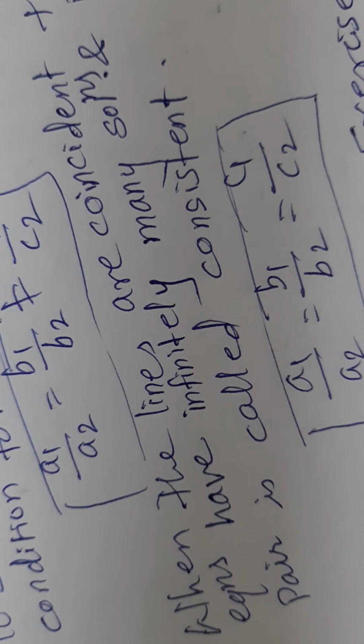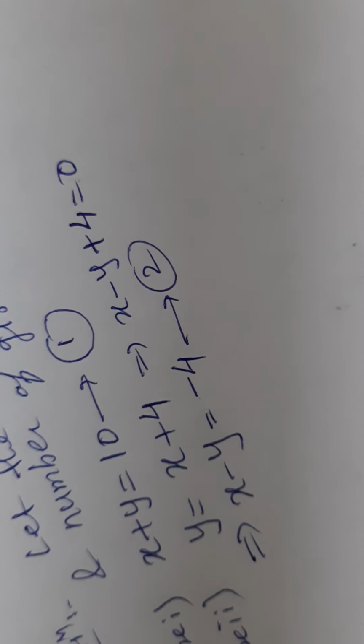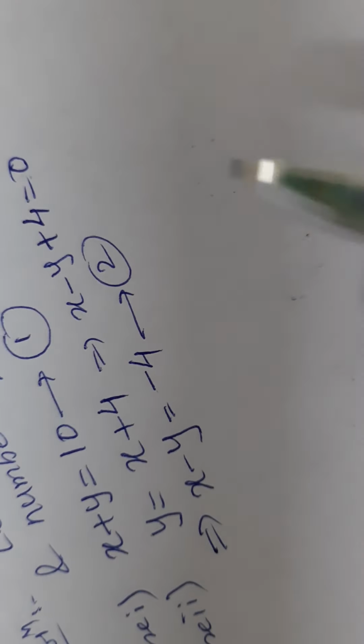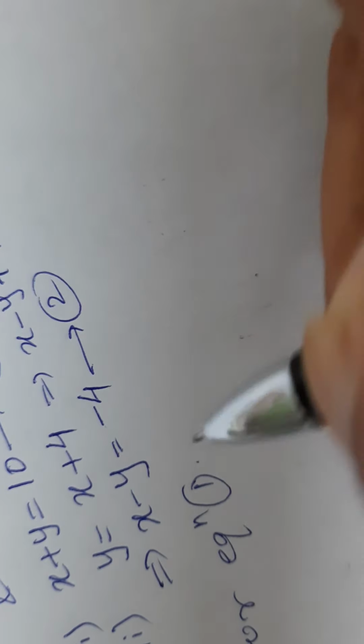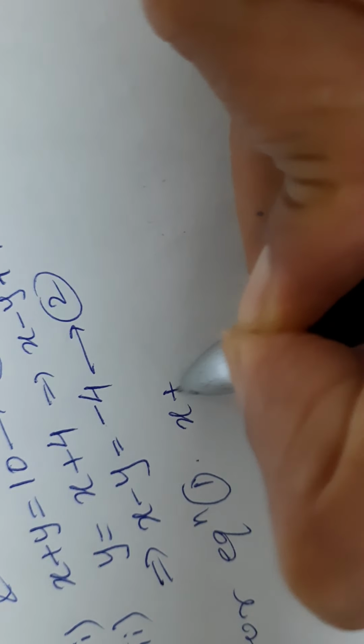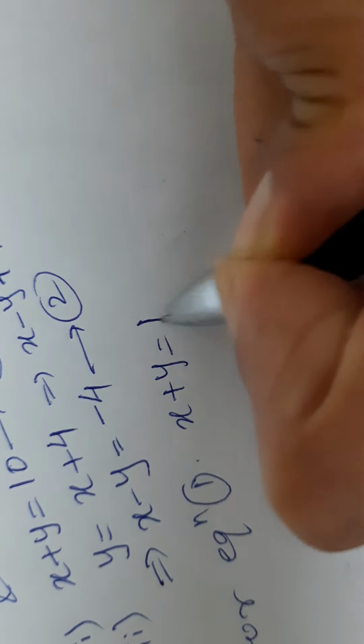Now the next step, as all of you learned in class 9th, is to prepare a table to plot the graph. So the table for equation 1. Here equation 1 is x plus y equal to 10. This implies x is equal to 10 minus y. So x, y.